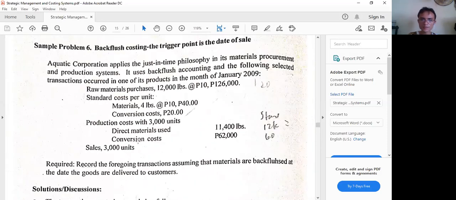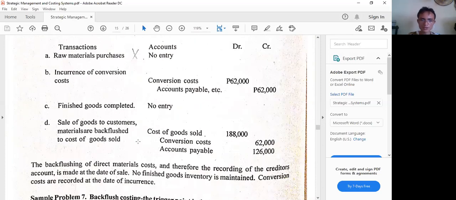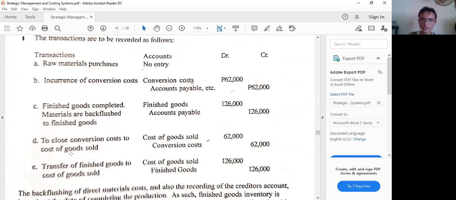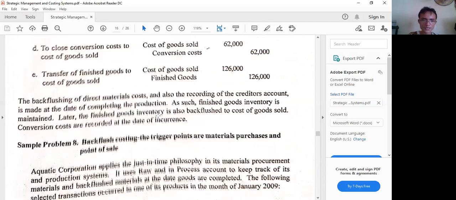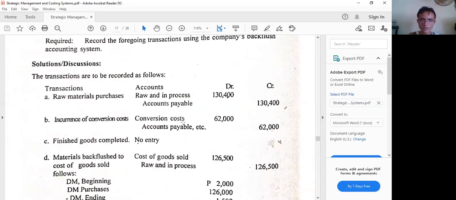So with the point of sale or the date of sale as the triggering point, we can notice that raw material purchases has no entry, as well as finished goods. The conversion cost as incurred will be recorded. Everything will be closed here to cost of goods sold. But here, because the triggering point is the production, that's why we also have to journalize. Next is backflush costing where the trigger points are materials purchases and the point of sale. So that's why we record also.